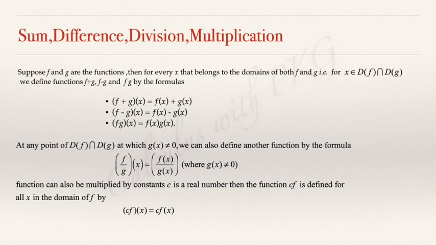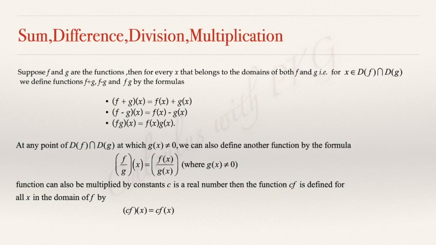So let's talk about how to combine functions. Like numbers, functions can be added, subtracted, multiplied and divided to produce new functions. And while dividing a function, we should take care that the denominator should not be equal to 0. Suppose f and g are functions, then for every x that belongs to the domain of both f and g, that is, for x belonging to domain of f intersection domain of g, we define the functions f plus g, f minus g and fg by the formulas given below.